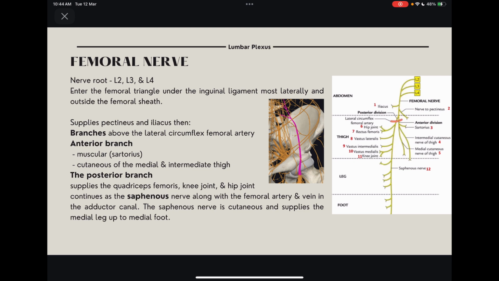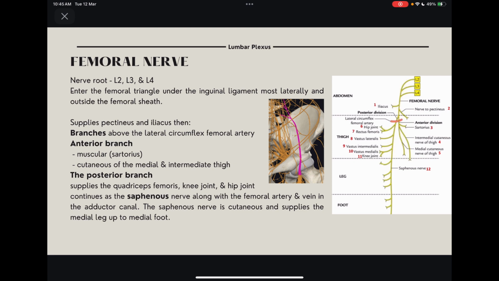And then it stops at the thigh region. Unlike the posterior division, which will continue to supply the quadriceps muscles, vastus lateralis, vastus intermedius, and vastus medialis, and then finally rectus femoris. And it will also supply both joints, the hip and the knee joint. But the nerve doesn't stop at the thigh region. It continues as a saphenous nerve, which is a cutaneous nerve supplying the medial leg up until the medial foot.